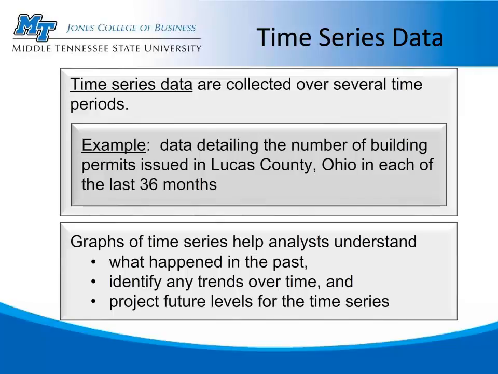The example that's given is the number of building permits issued in a particular county in Ohio in the last 36 months. That would be a monthly time series. An example of something that would be a daily time series would be weather related. The temperature. What was the high temperature in Murfreesboro on a particular day? What was the low temperature in Murfreesboro on a particular day? And you can keep up with that information on a daily basis.